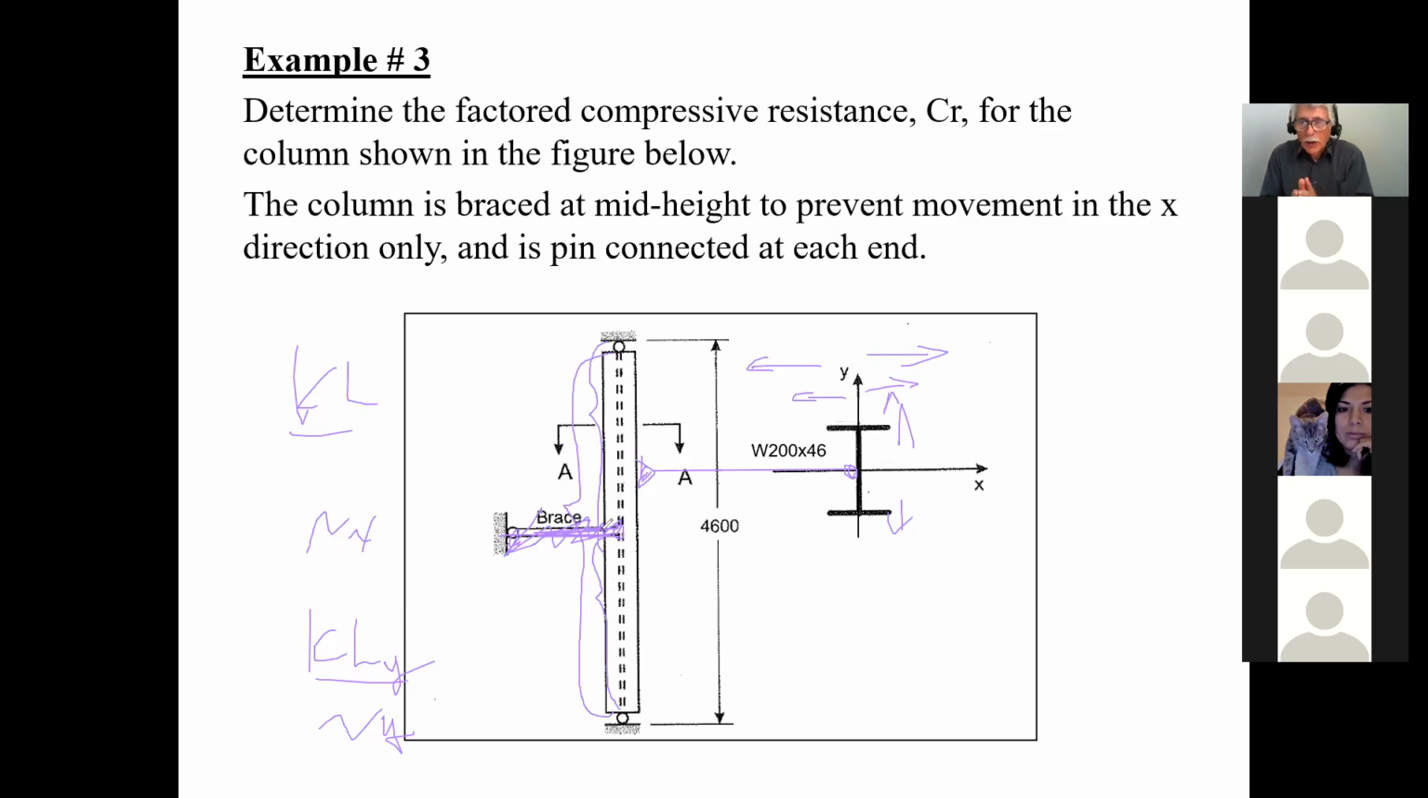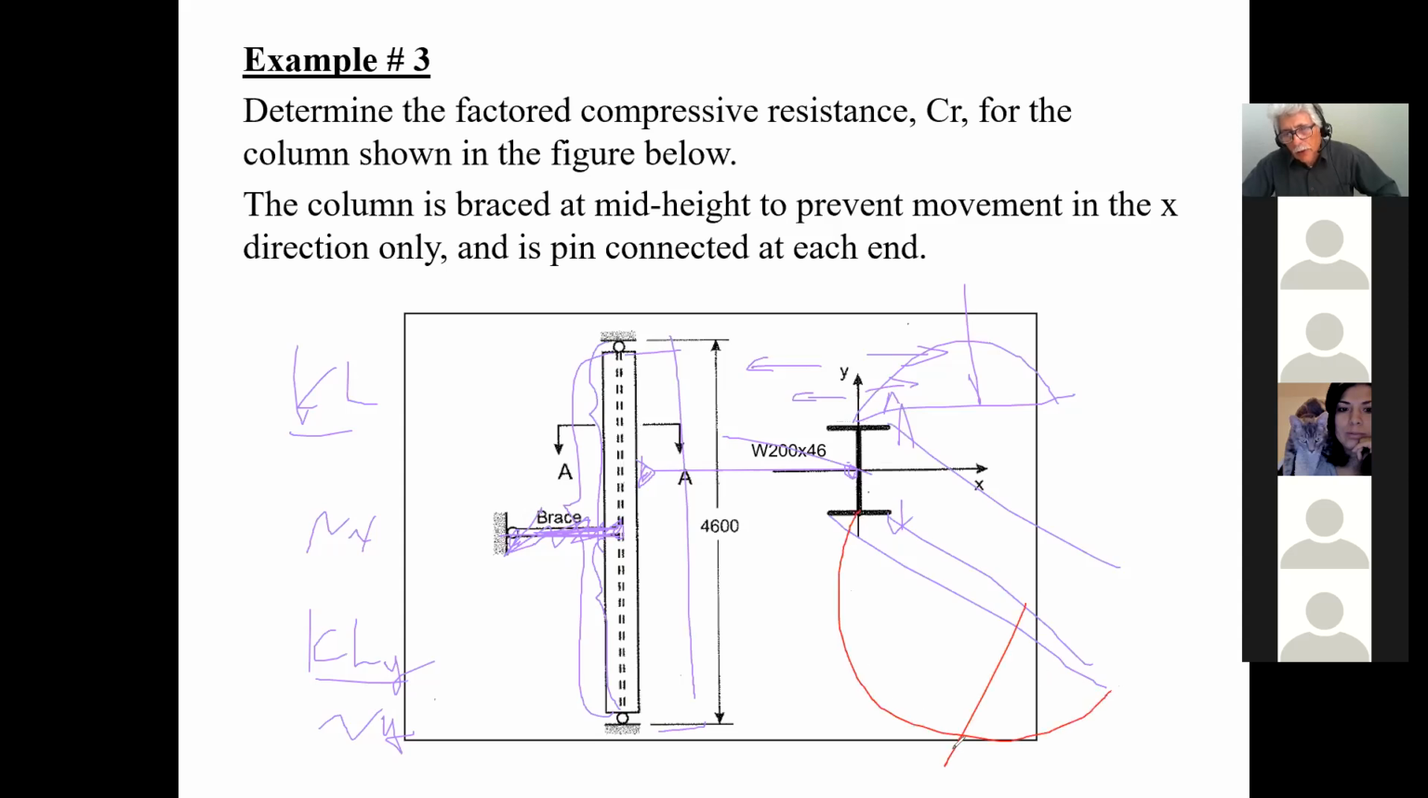So in other words, when this column wants to buckle about the x-axis, there's nothing to prevent it from buckling. Therefore, the Lx value goes from there to there. If I try to draw this, this is the column here, and when I put a load here and this thing wants to buckle, this is going to be the length that it has to be able to buckle about. Therefore, this becomes the Lx value, the whole length. But as far as the y goes, it's braced there, and therefore this becomes exactly half the length.